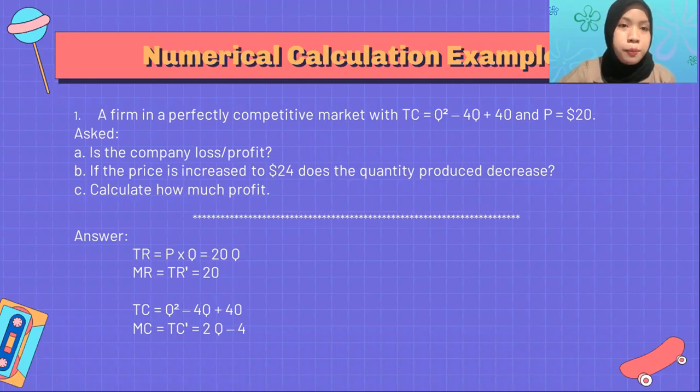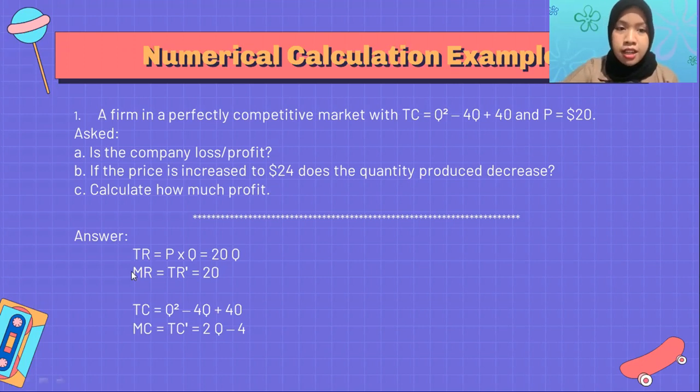Numerical calculation example. A firm in a perfectly competitive market with TC equals Q squared minus 4Q plus 40, and P, the price, is $20. Asked: A, is the company in loss or profit? B, if the price is increased to $24, does the quantity produced decrease? And C, calculate how much the profit is.